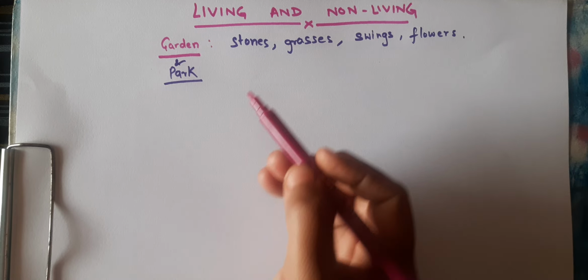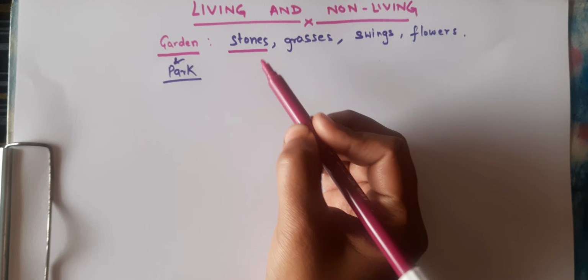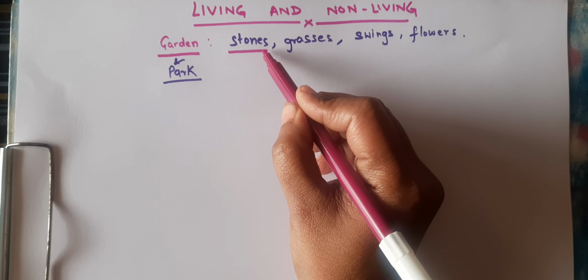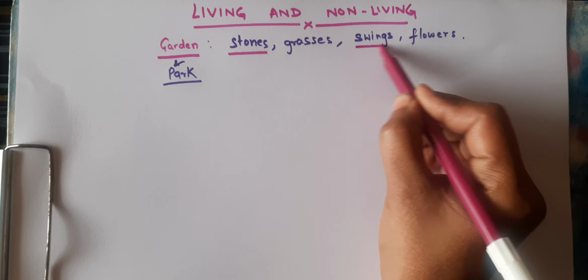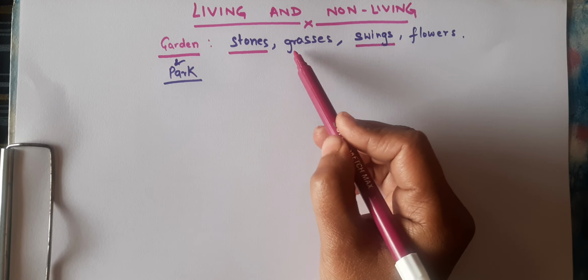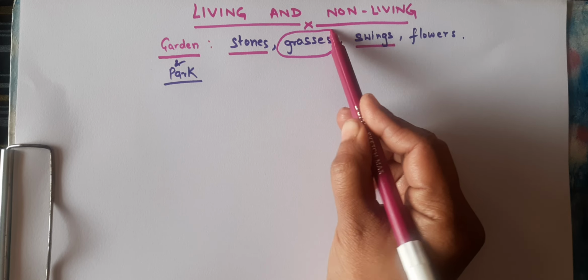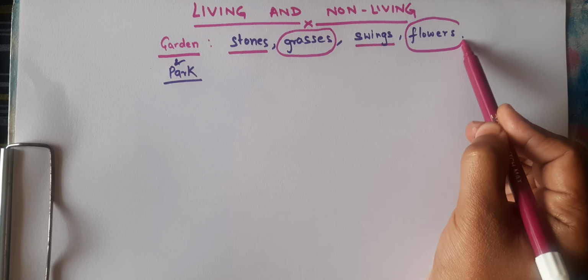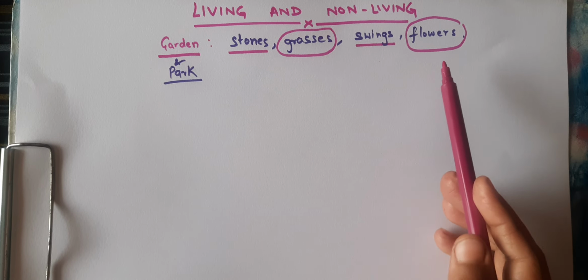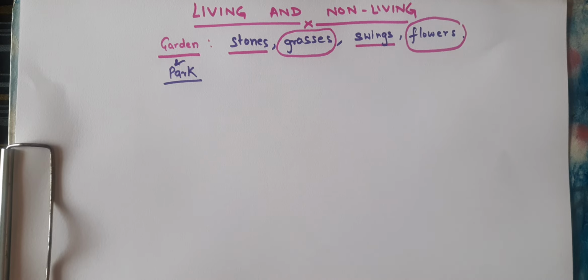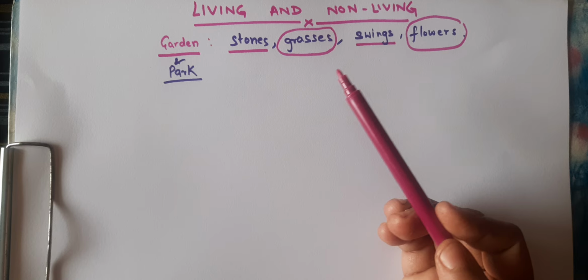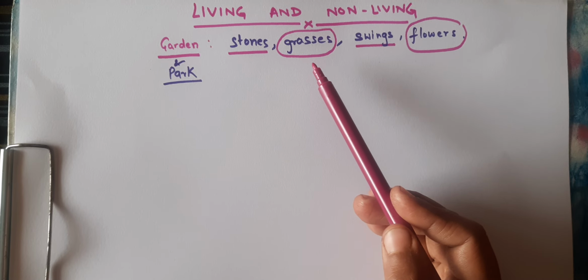Listen carefully. Stones cannot move on their own, and they do not grow in size. Same with the swing: wherever it is placed, it will stay at that place only. However, the grasses and the flowers, one day you will see there are flowers, and maybe after 1 month you will go, there will be no flowers on the plants. Grasses also, if you visit a garden today and come after 3-4 months, the grasses may be bigger in size, or they may be dried out.